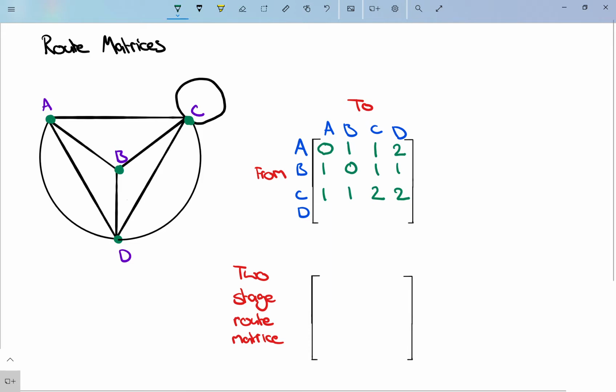Completing this, from D to A, there are 2. From D to B, there are 1. From D to C, there are 2. And from D to D, there are 0.